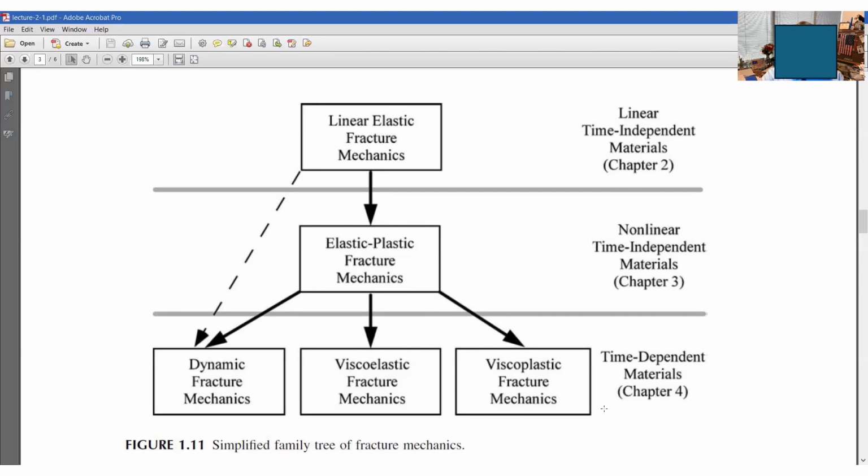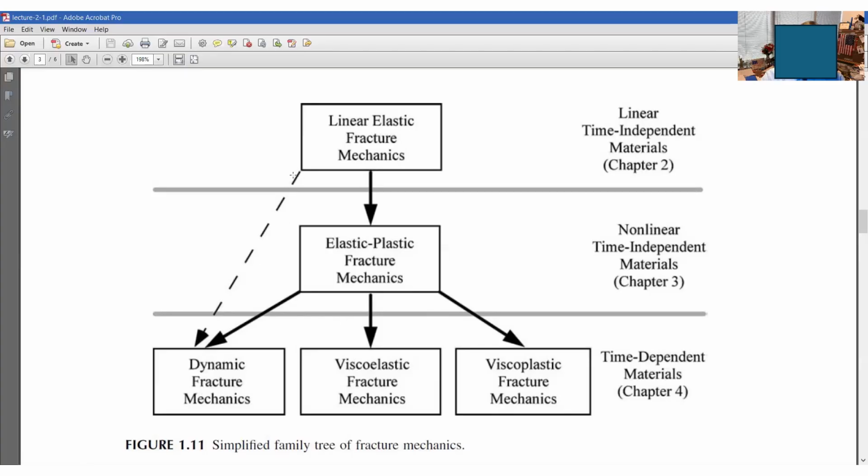So chapter 2 and chapter 3 will be the focus of this course. For the higher level, we will have time dependent material. There is a huge difference between time dependent material and time independent material, right? So it is more complicated. For time dependent material, we will take care of dynamic fracture mechanics, and we will learn this one. For linear elastic fracture mechanics, we will use it also.